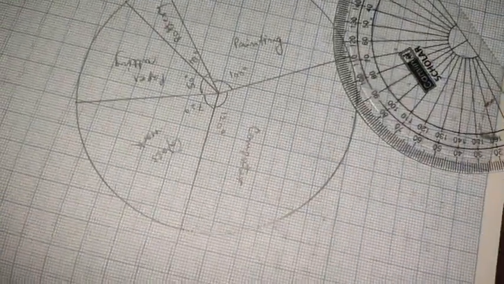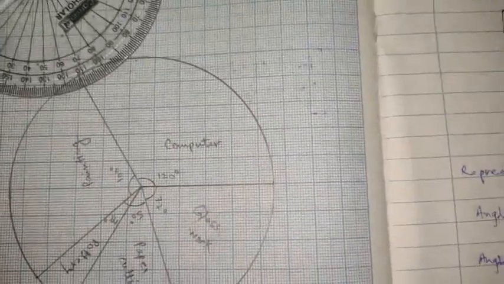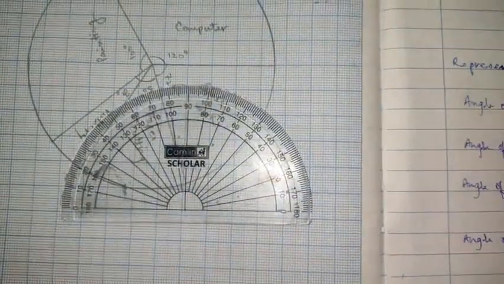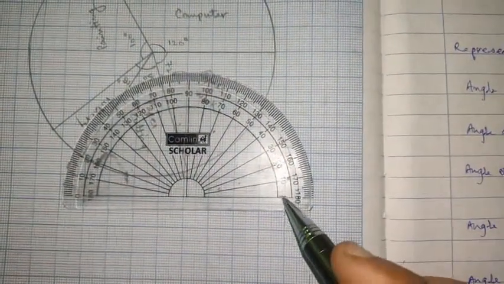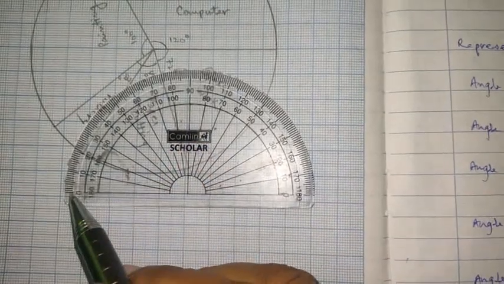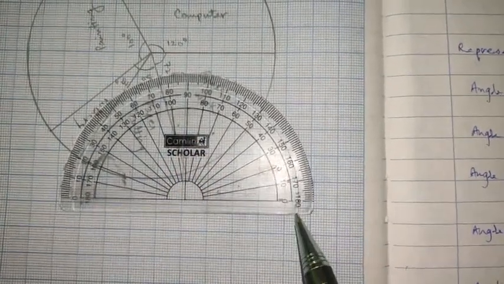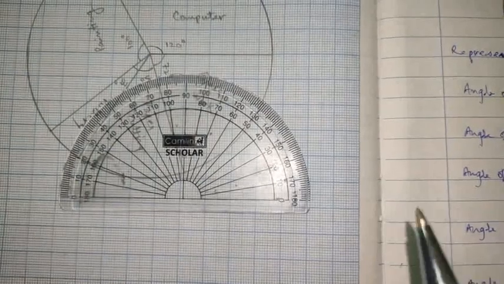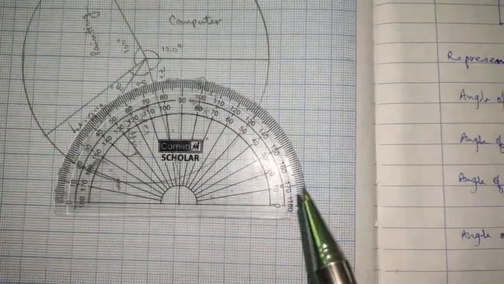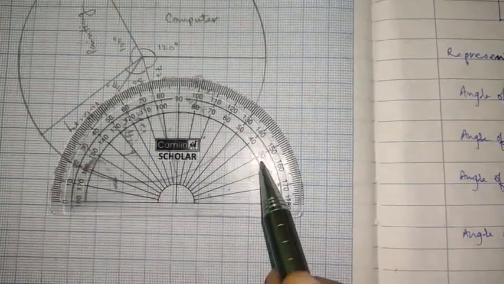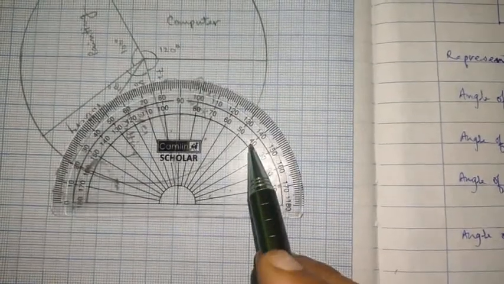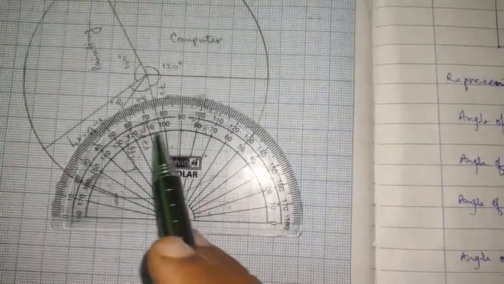Children, remember one very important thing: when you are marking any angle, as you can see here, on this protractor there are two sets of values, from 0 to 180 degrees on this side and 0 to 180 degrees on the other side. Always remember that whenever you draw a pie chart and mark the angles, you use the lower values, not the upper ones. You use only these values.